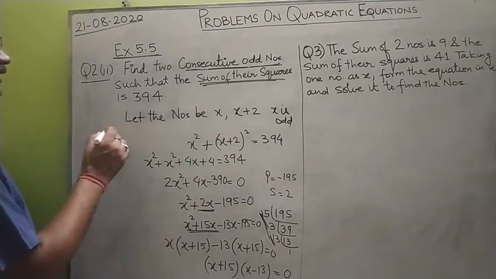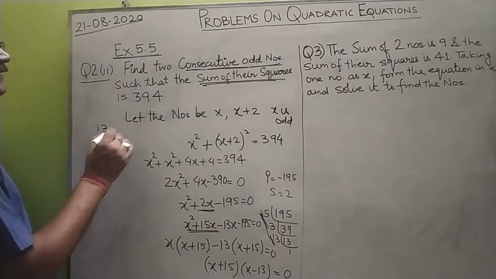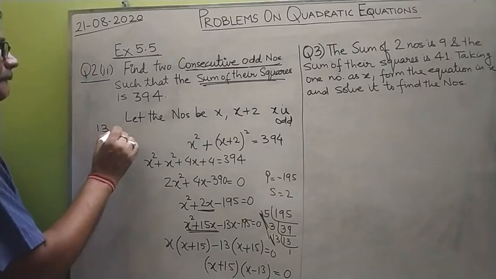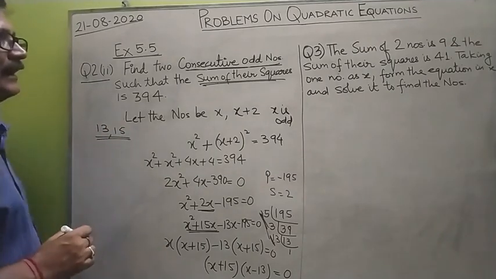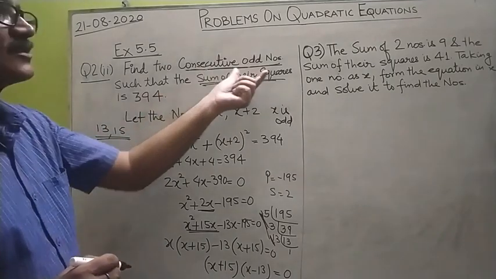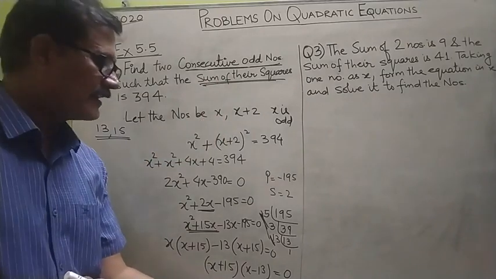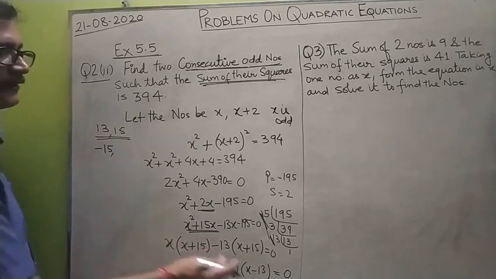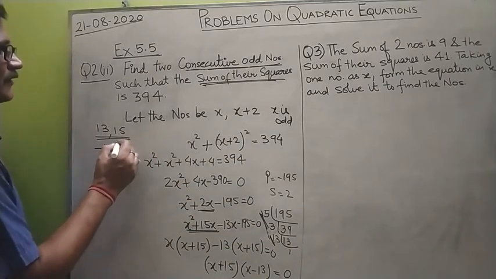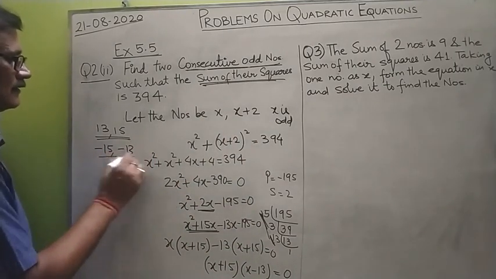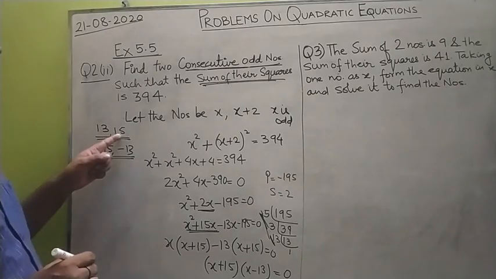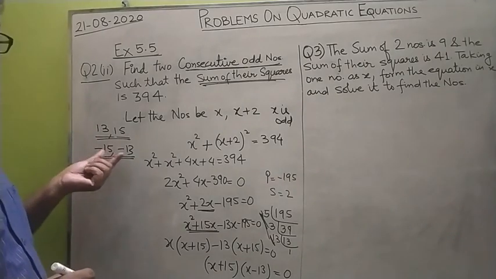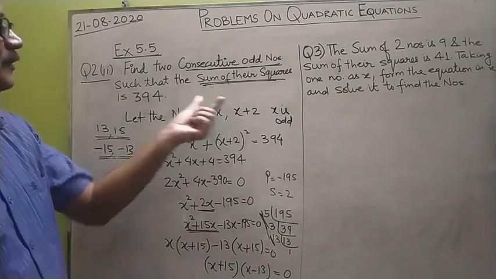So one of them is 13. If one of the numbers is 13, the second number will be 13 plus 2, 15. Okay? And since they have not mentioned it to be natural numbers, we can even take minus 15. If one of the numbers is minus 15, the second number will be minus 15 plus 2, which is minus 13. Okay? And you can see the sum of the squares of this will also become positive. So it is turning out to be 394.